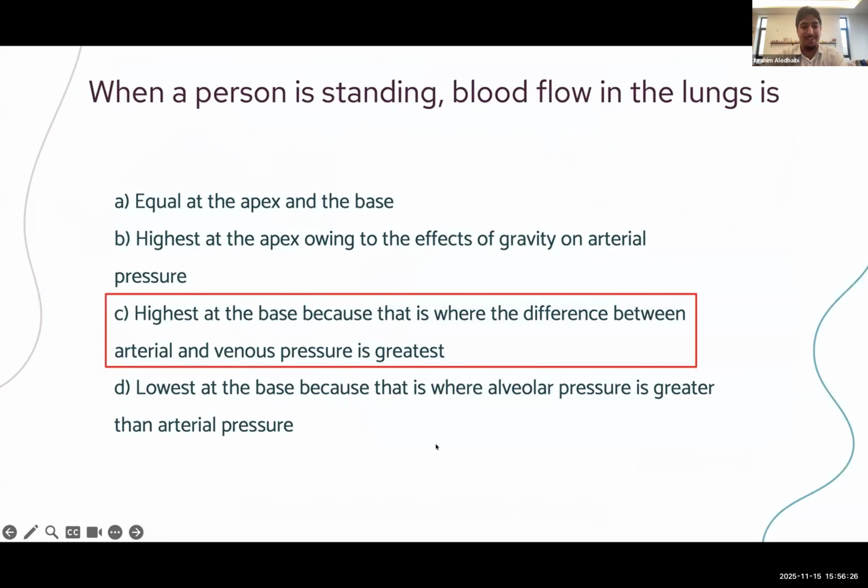Okay, all the answers are coming in. So correct. When a person is standing, blood flow is highest at the base because that is where the difference between arterial and venous pressure is greatest. Again, another more of a recall question, but I really wanted to make sure that you guys are understanding this stuff, because the basis of CVP physiology, particularly pulmonary physiology, is understanding what is happening exactly. And once you're able to understand it, you can think your way through most of the other questions.